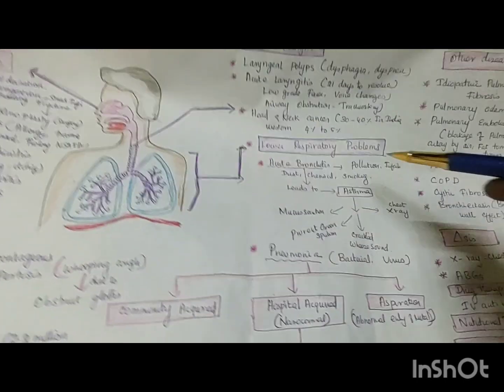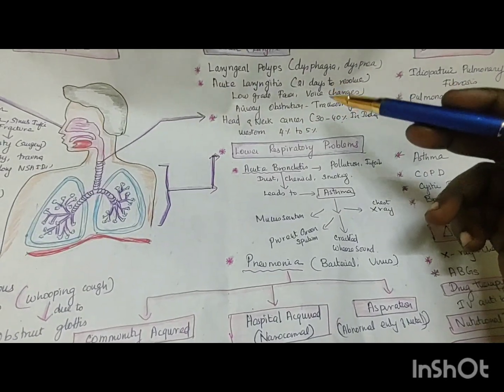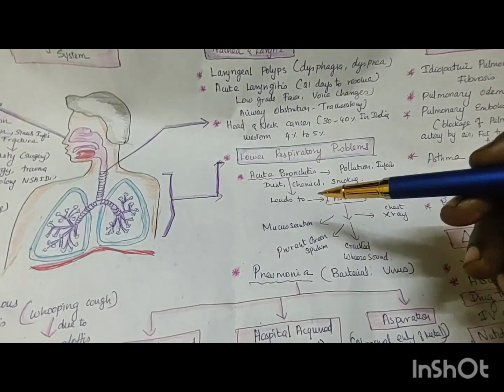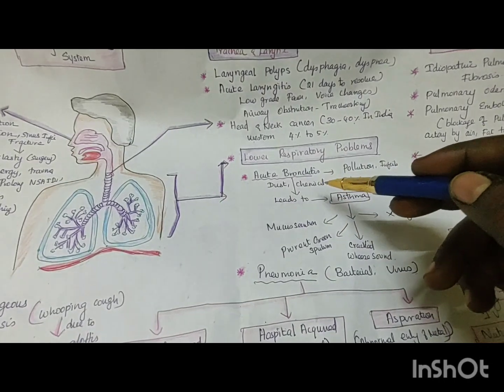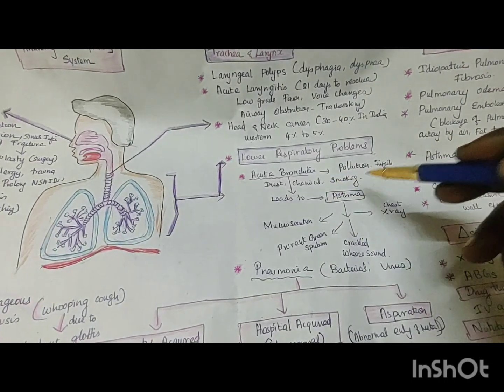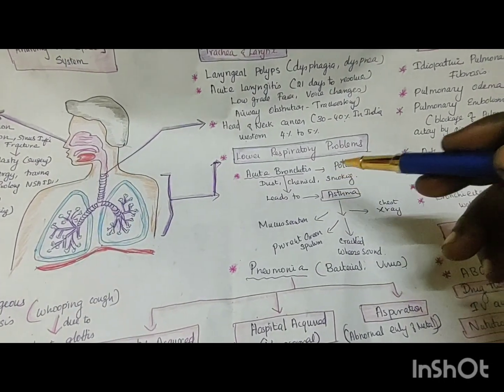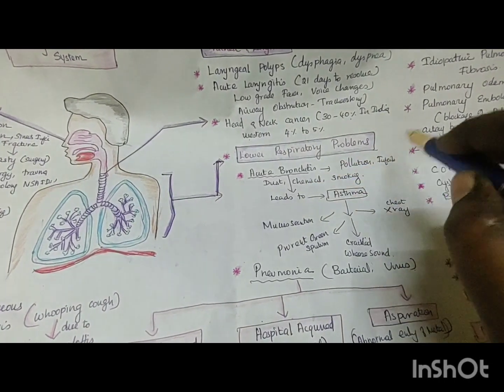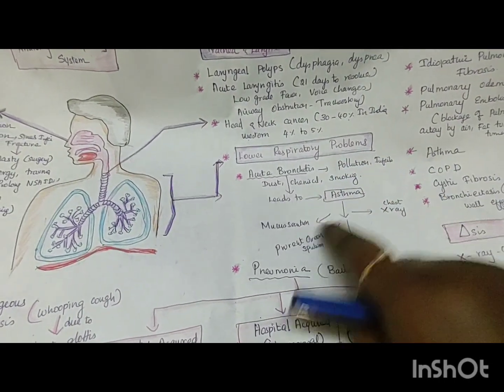Understand? Then the lower respiratory problem: once the upper respiratory problem is not resolved, it will end up in a lower respiratory problem. The first one is acute bronchitis, mainly from pollution, infections, dust, chemicals. Sometimes it is also hereditary. So this acute bronchitis may lead to asthma.